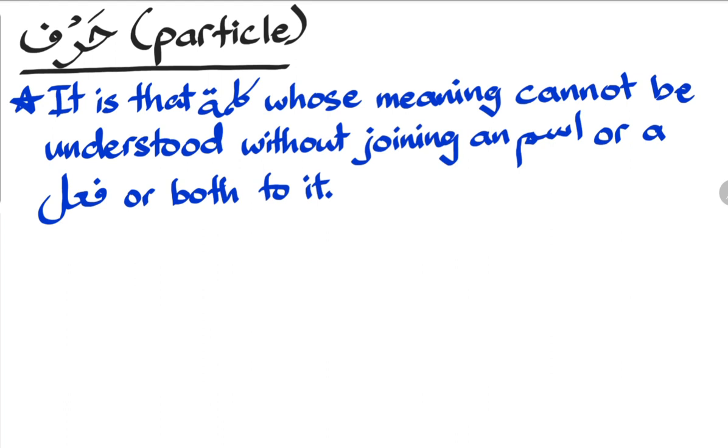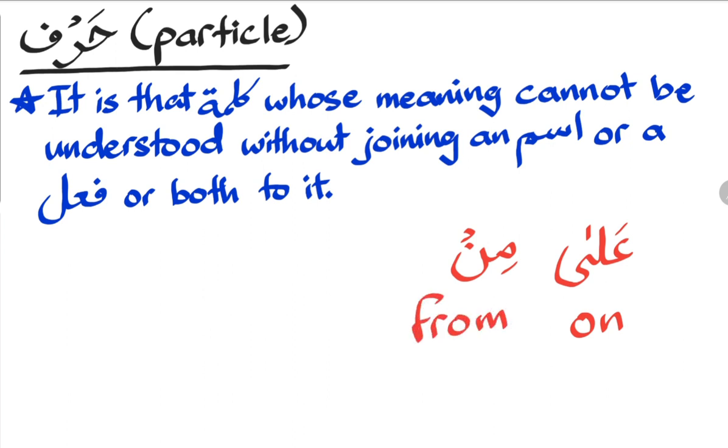Meaning that if you want to get something out of a harf, you have to connect it with either an ism, or you need to connect it with a fi'l, or you need to connect it with both of them, meaning an ism and a fi'l together. That's the only way you're going to get a meaning out of that word. For example, let's take the example of ala. Or the example of min. So ala means on. Min means from. As you can see, these are words that don't really give you any meaning unless you add an additional ism or a fi'l or both to them. So that's what harf is.